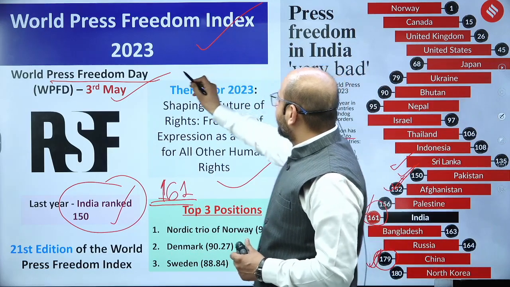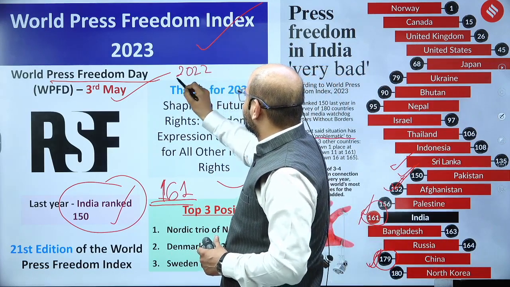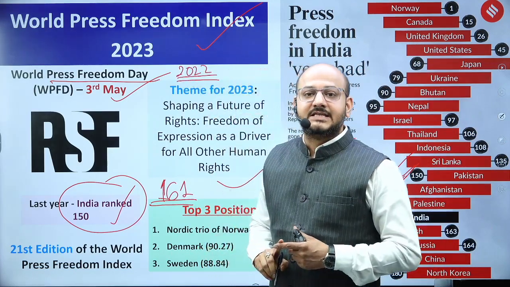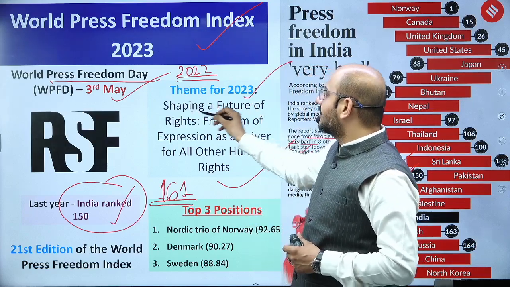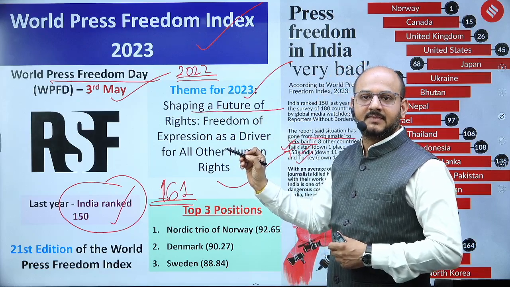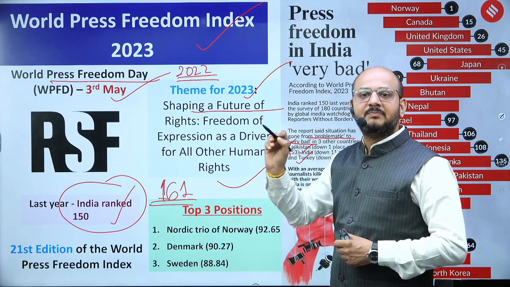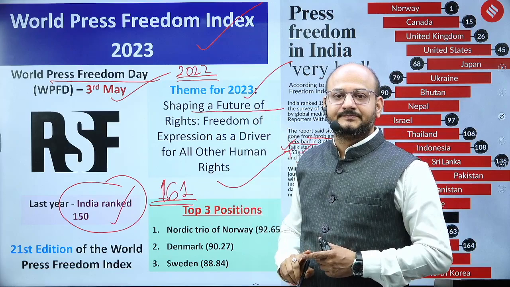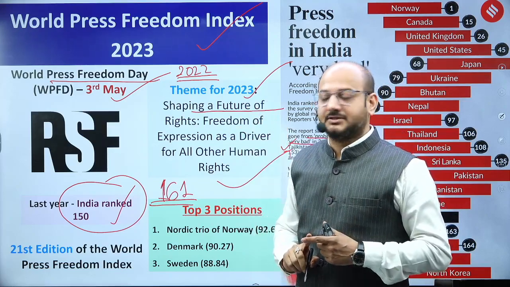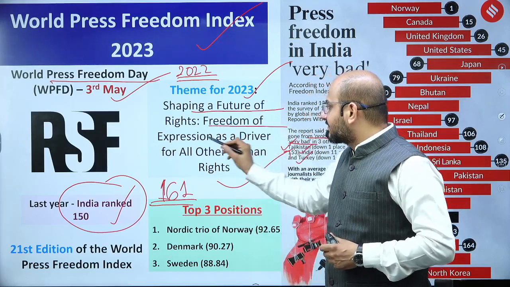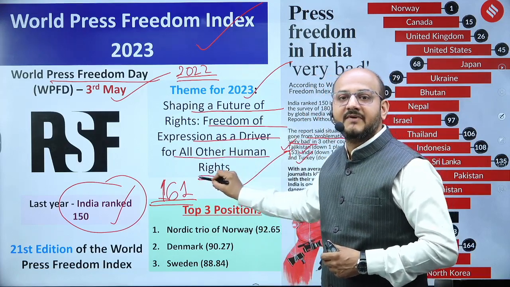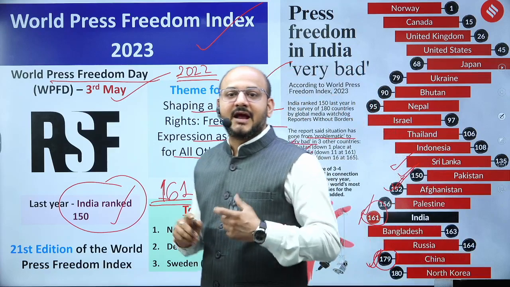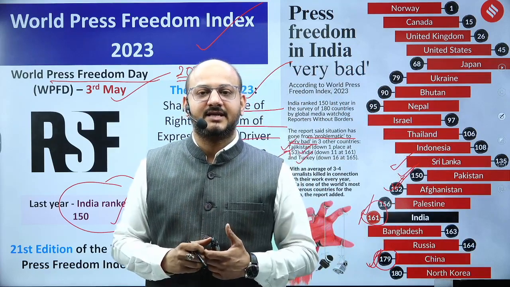Last year's theme, 2022's theme, was journalism under siege. This year's theme is shaping a future of rights. In a democracy, the people have the right to know the correct information. Freedom of expression as a driver for all other human rights. Freedom of expression: the right to express dissent against the government.